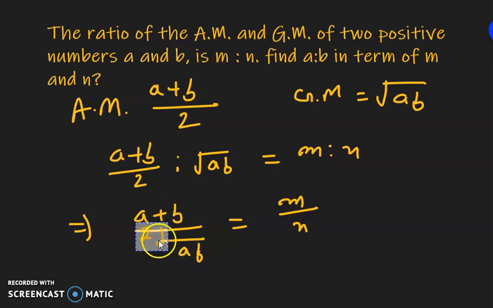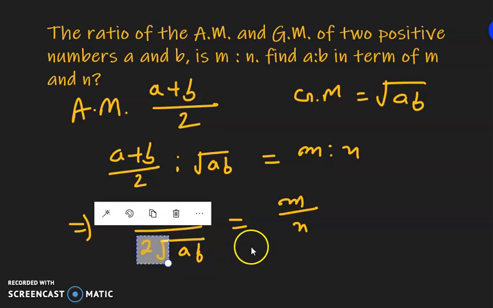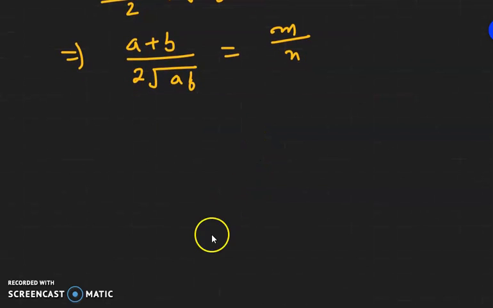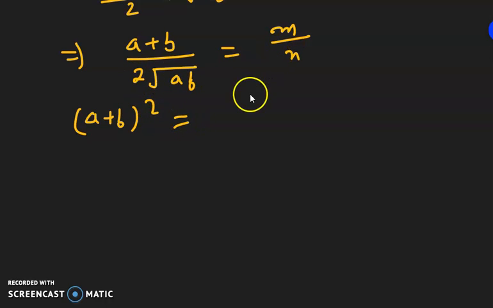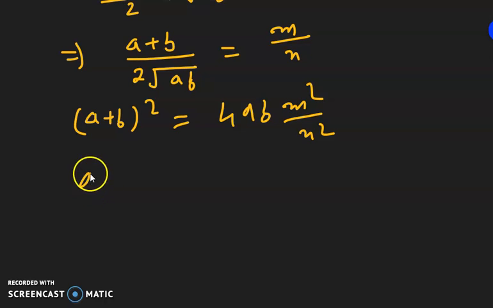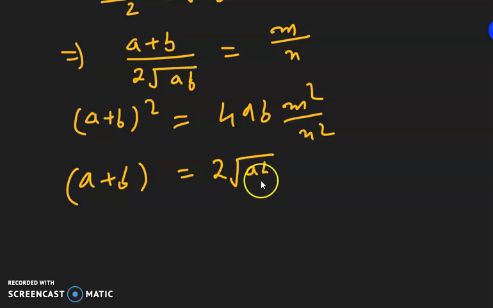Can we square this and write the equation here? When we square this, we get (a plus b) whole square, and the 4ab can be sent across, so it becomes 4ab times m square by n square. From here I can get the equation a plus b is equal to square root of this quantity, which is 2 square root ab times m by n.